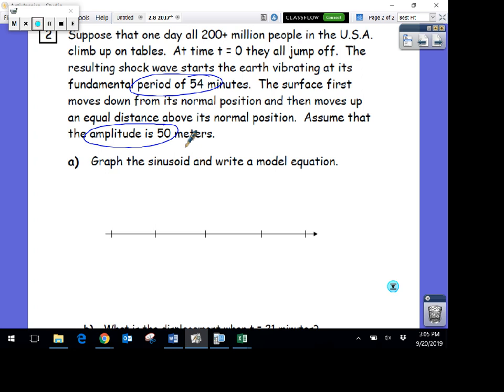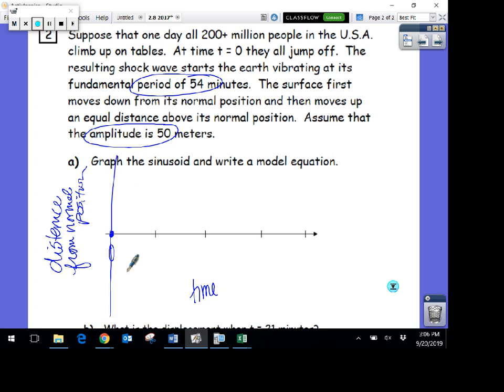So at time equals 0, no one's moved anywhere, we're all standing there at 0, we're at normal. So at 0 time, we are normal. So distance from normal, position. So 0, 0 is a point. Everything's normal before anything happens. Nothing happens, so we're all normal.